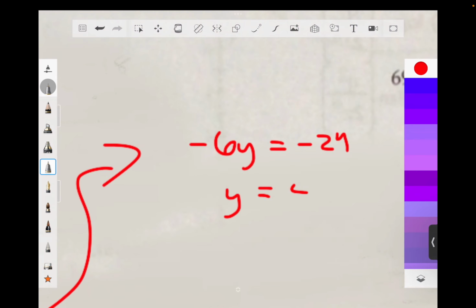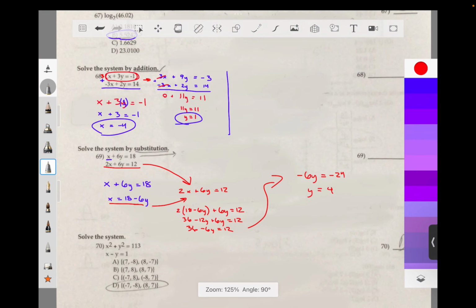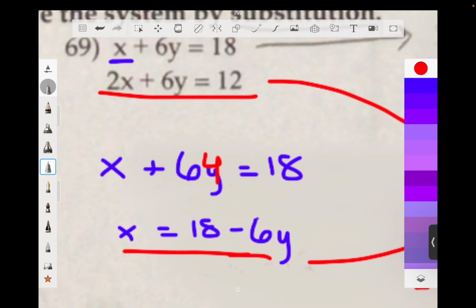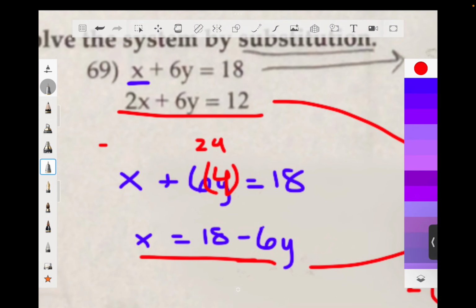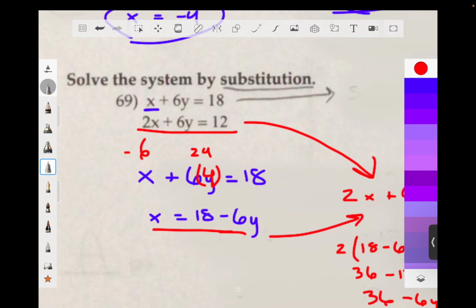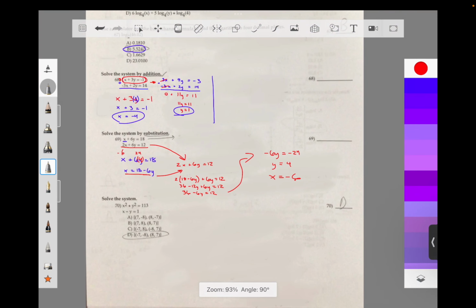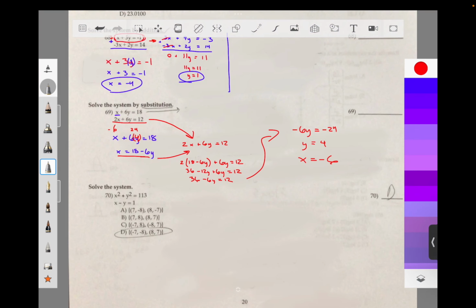Y is going to be equal to 4. And if y equals 4, then we could plug back into here. 6 times 4 is 24. That means x has to be negative. So that means x equals negative 6. I hope I'm right. I guess I could check right now, right? Negative 6, 4. Negative 4, 1. Yeah.